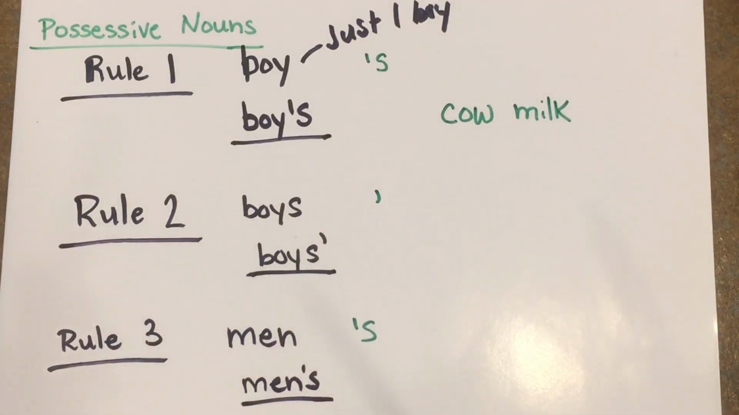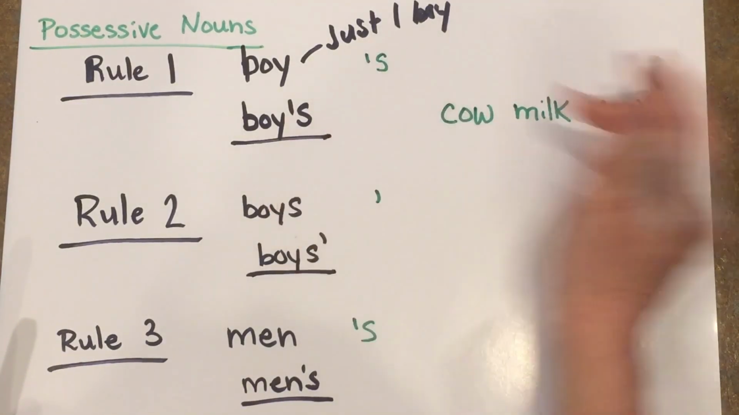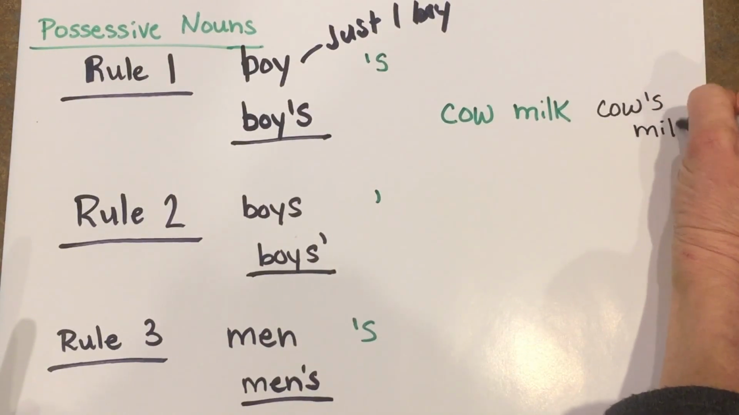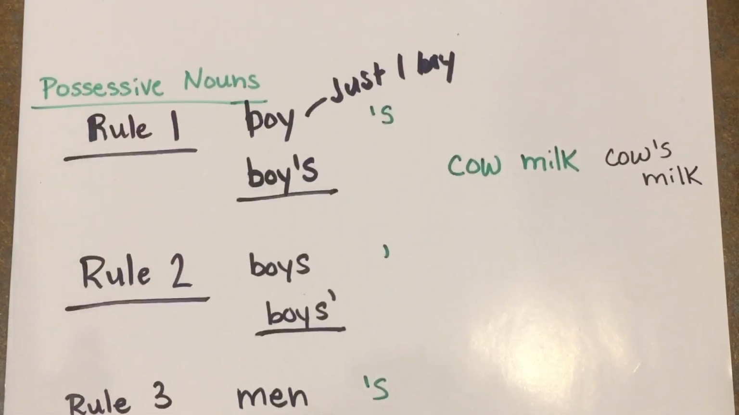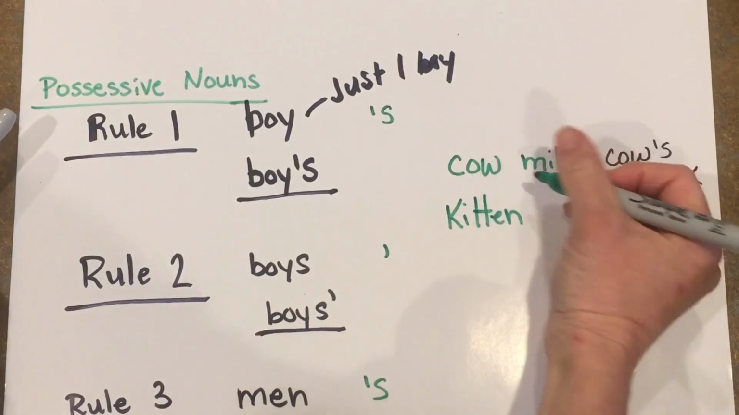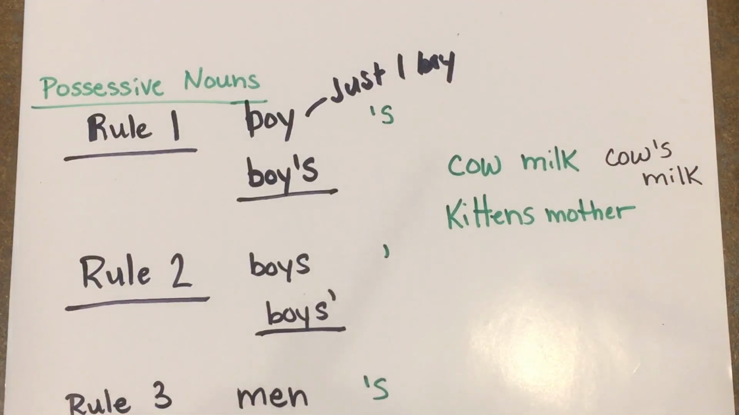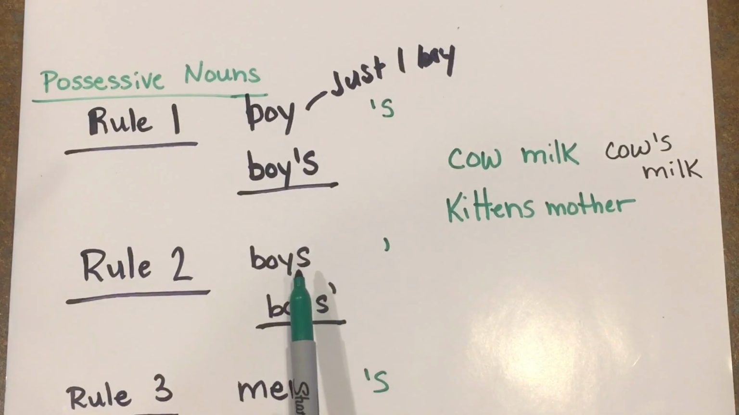What is that rule we're going to follow? It's a singular cow, so rule 1, we're going to make it cow's milk, and that is apostrophe S. What about kittens' mother? It already has an S on it because maybe there's more than one kitten. What do you think we do? Look here, already an S on it, already plural, so just an apostrophe after the S.